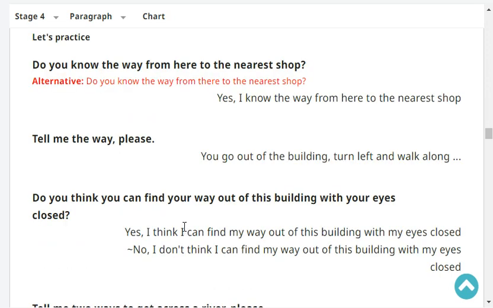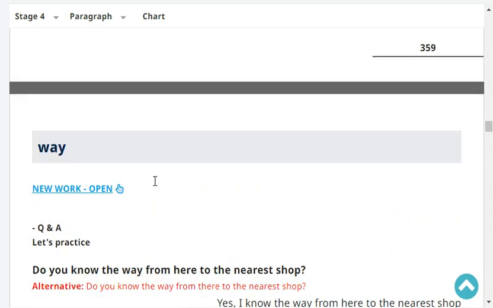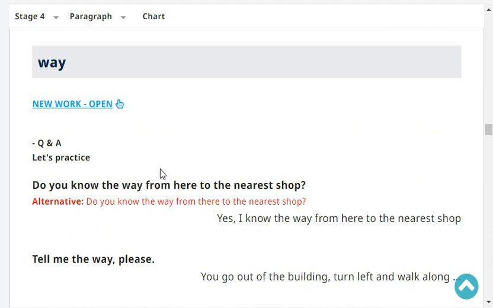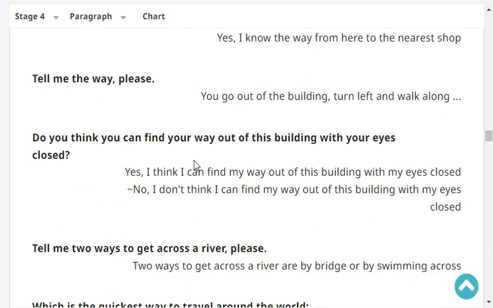Do you know the way from here to the nearest shop? Yes, I know the way from here to the nearest shop. Tell me the way, please. You go out of the building, turn left, and walk along ABC Street.